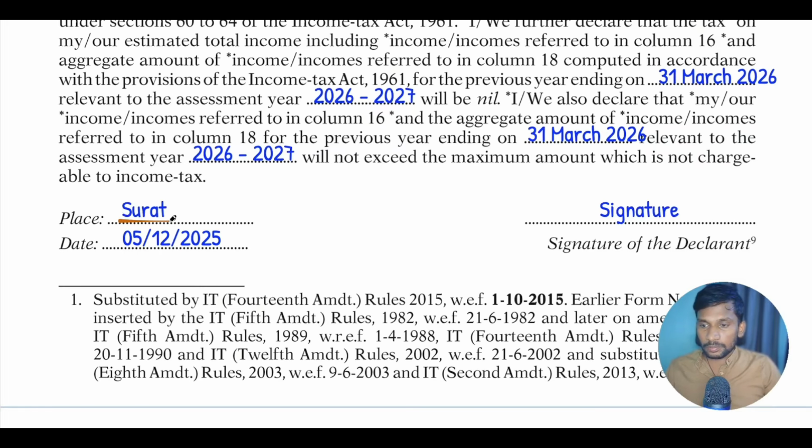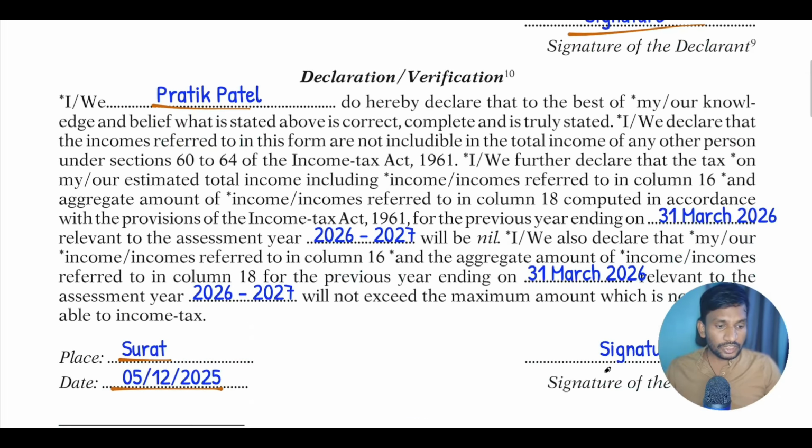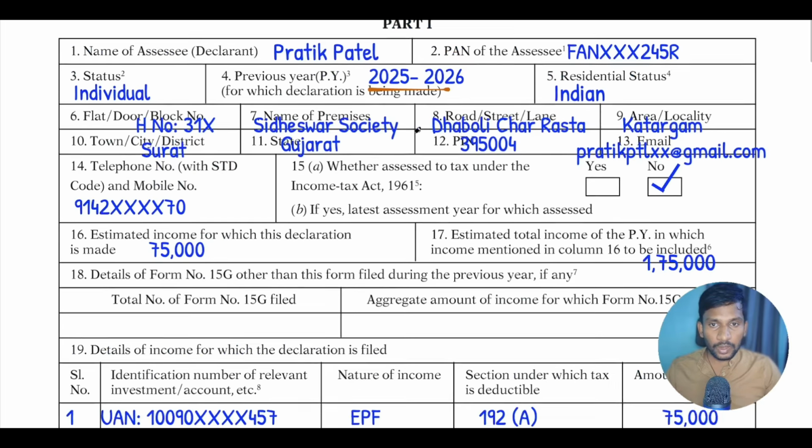Next here mention the place in which you are residing. Next mention the date on which you are withdrawing the EPF amount. Here you need to sign again. So two signatures are needed on the Form 15G, on Part 1 only.